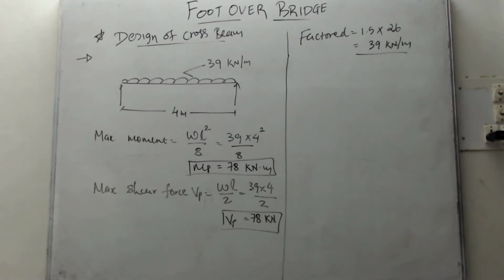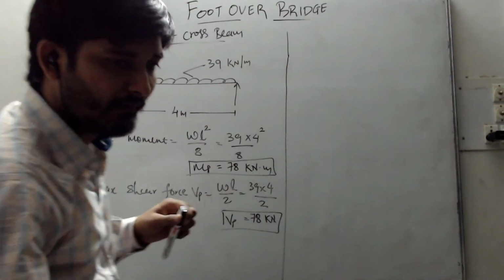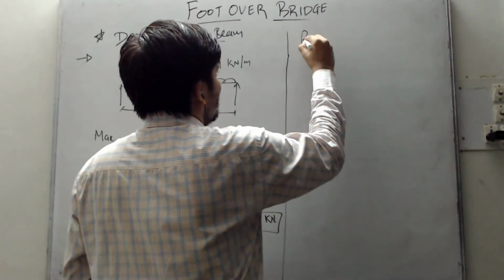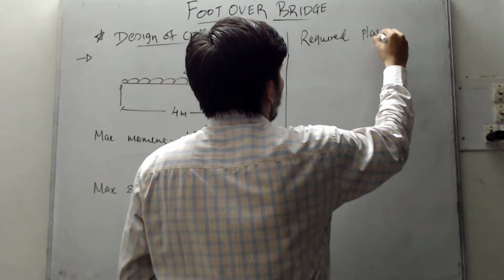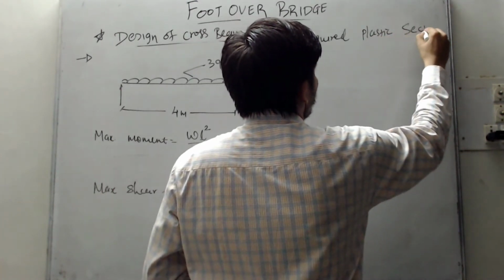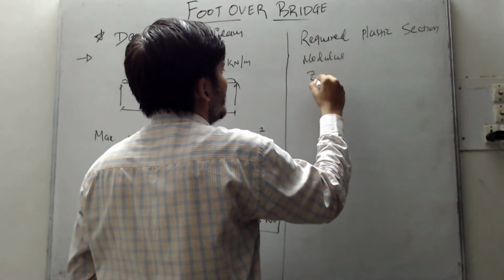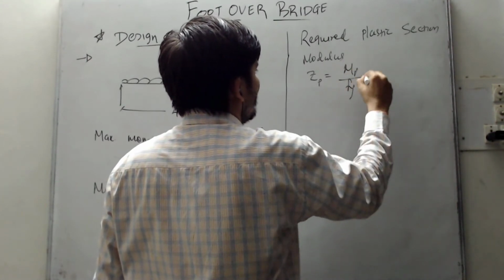Now this is a steel section, so we need to calculate the plastic section modulus ZP. So ZP is equal to MP divided by Fy multiplied by gamma MO, right? For the required plastic section modulus, ZP is equal to MP divided by Fy multiplied by gamma MO.